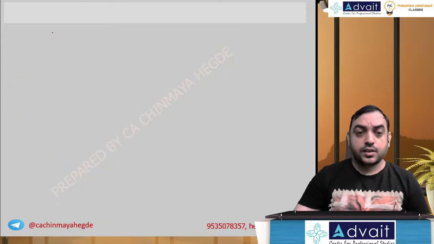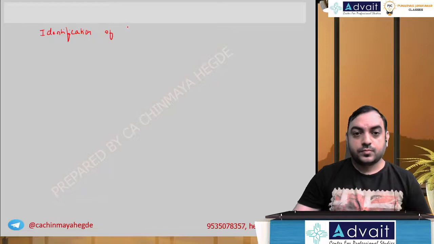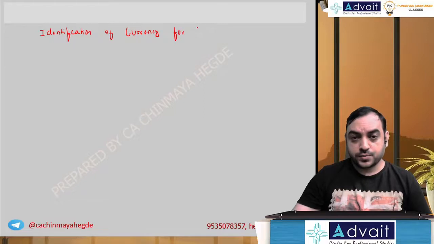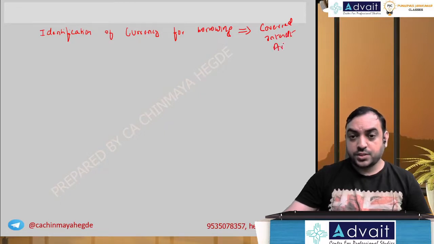Regarding this identification of currency for borrowing purpose. Sometimes they call it covered interest arbitrage. Different name, don't worry.